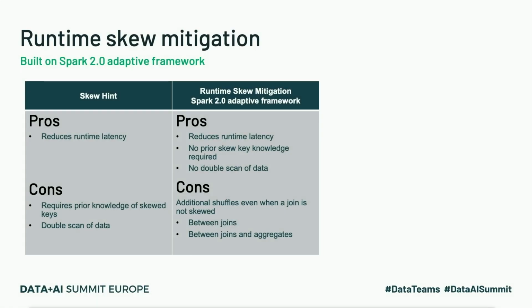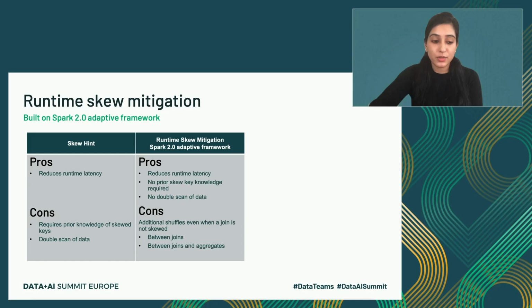Looking at the pros and cons of this solution, we solved runtime latency along with not requiring prior skew key knowledge before query execution. We also avoided the double table scan problem. However, since this solution is based on the Spark 2.0 adaptive framework, we add additional shuffles between joins and joins and aggregates even if a particular join is not skewed.